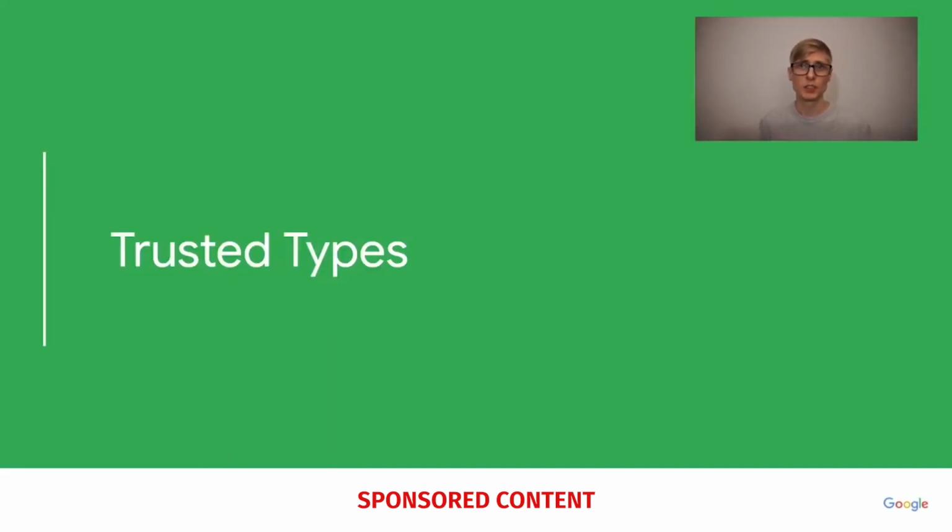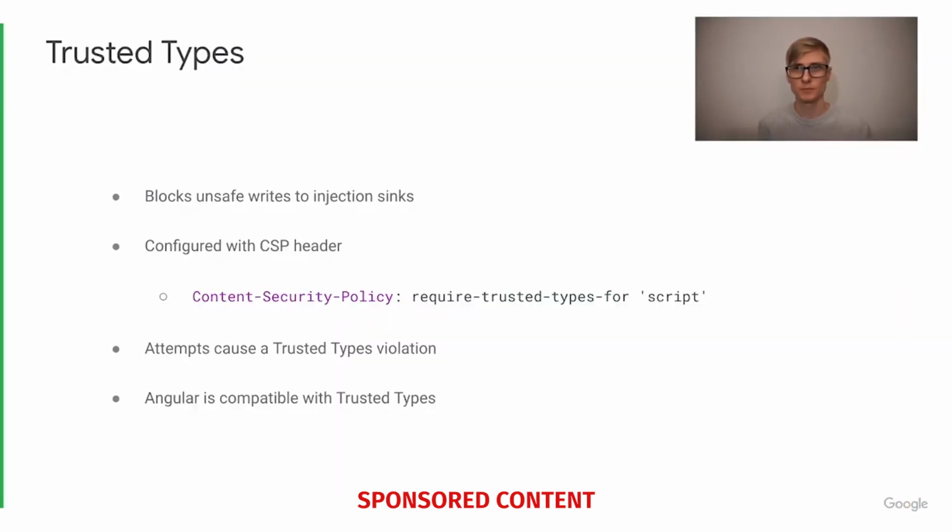This brings us to the main subject, which is trusted types. Trusted types is a new web browser API that allows you to completely block write access to injection sinks. They are a CSP feature and are configured by serving a CSP header with require-trusted-types-for 'script'. When enabled, any attempt at using an injection sink will be blocked by the browser, throwing an exception, also known as a trusted types violation.